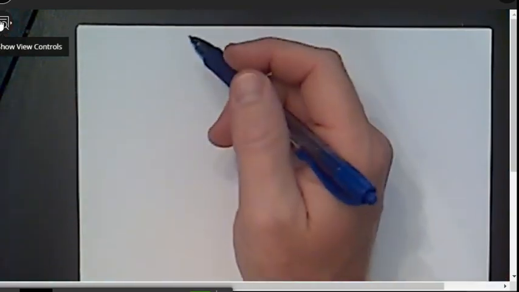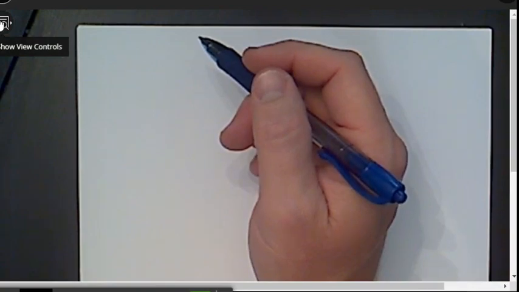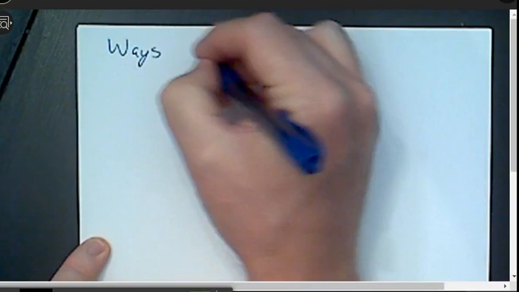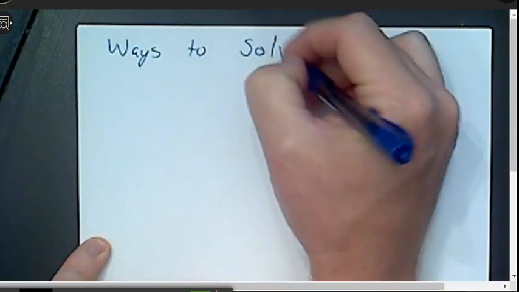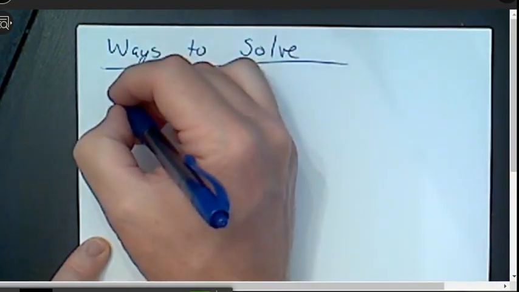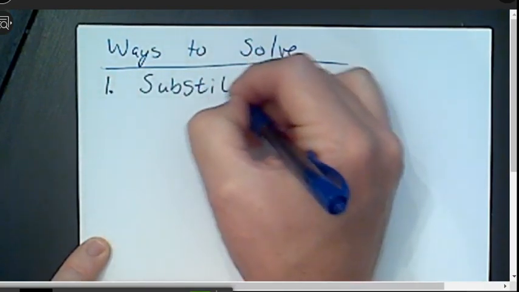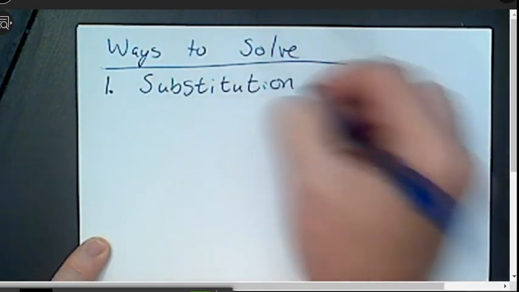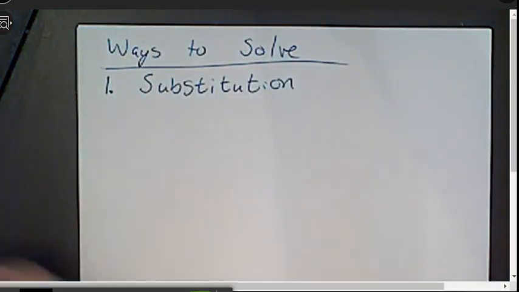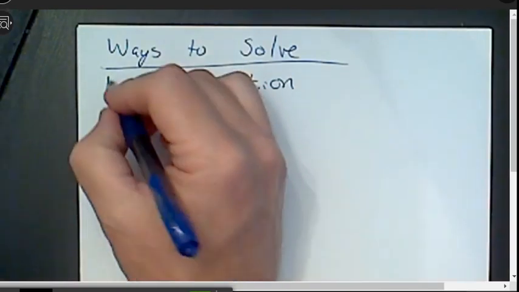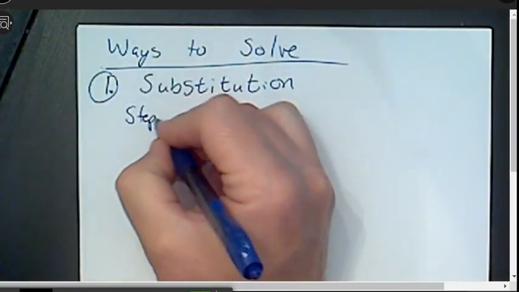Graphing is a third option you could do, but we're not going to do that just because it's the worst option to solve these. The ways that we're going to solve are 2 different ways. The first one is substitution. And with substitution, you've got some steps that you have to go through.